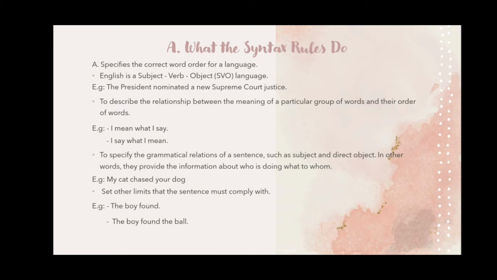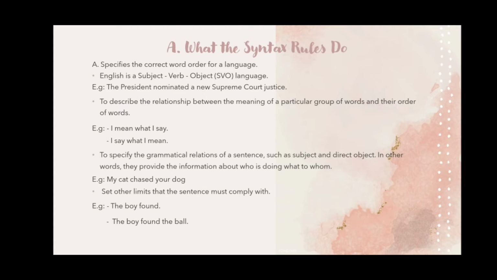The second is to describe the relationship between the meaning of a particular group of words and their order of words. For example, I mean what I say and I say what I mean, which in these rules contain the same words but the meanings are very different. And the third is to specify the grammatical relations of a sentence, such as subject and direct object. In other words, they provide the information about who is doing what to whom. For example, my cat catched your dog.